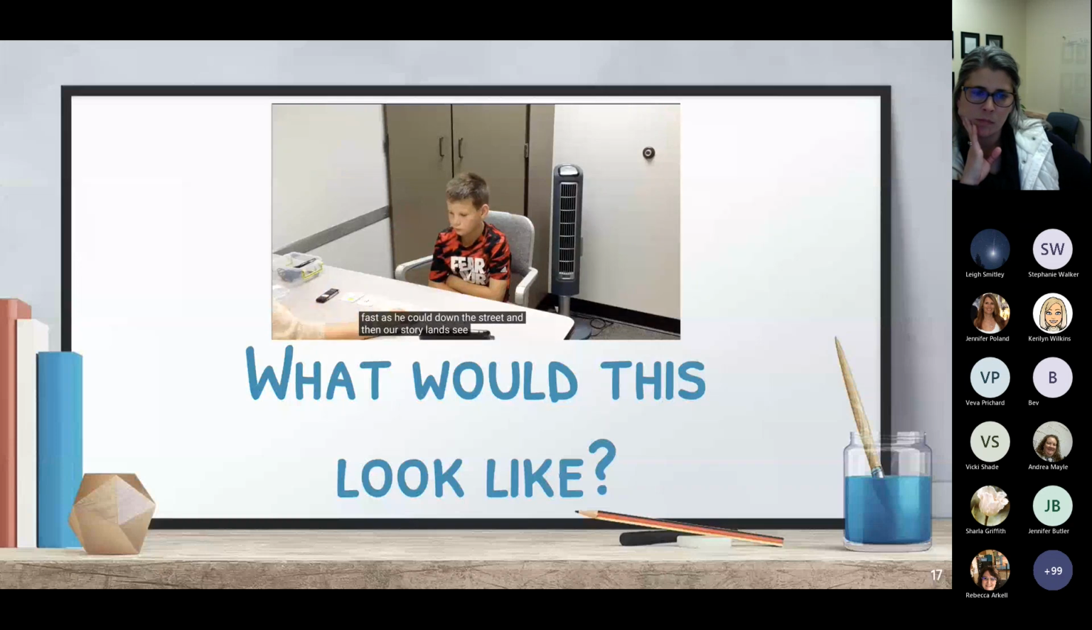And then our story lands. See, a rocket takes off and then it lands. And so how's it end? What's he going to do when he gets home? Bed. So he crawled into his bed and got all warm. And then how did he feel? Good. And then he felt better because he wasn't cold anymore. Let's tell our whole story again.